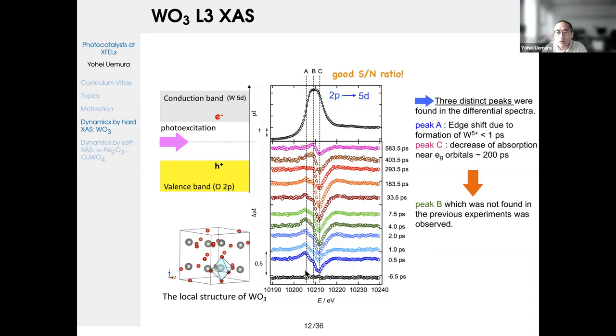Also, we did use the relatively thicker jet. So our time resolution was limited. So that's two factors. However, we got good transient signals. So we focused on three different peak positions. That's the peak, we call it peak A. That comes from the change of the edge height and the edge shift.